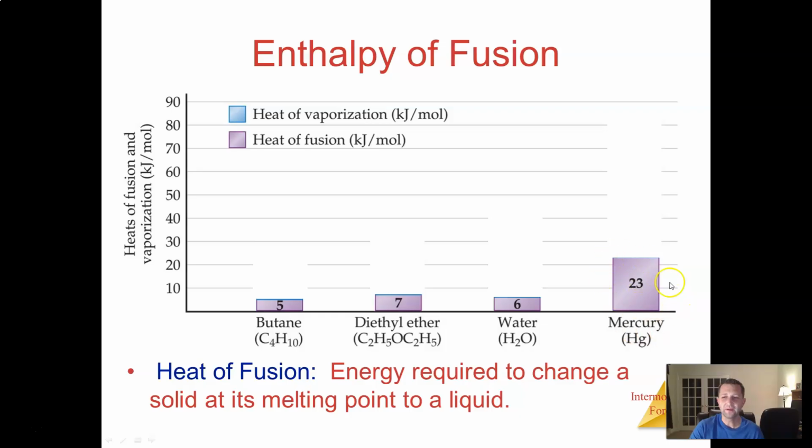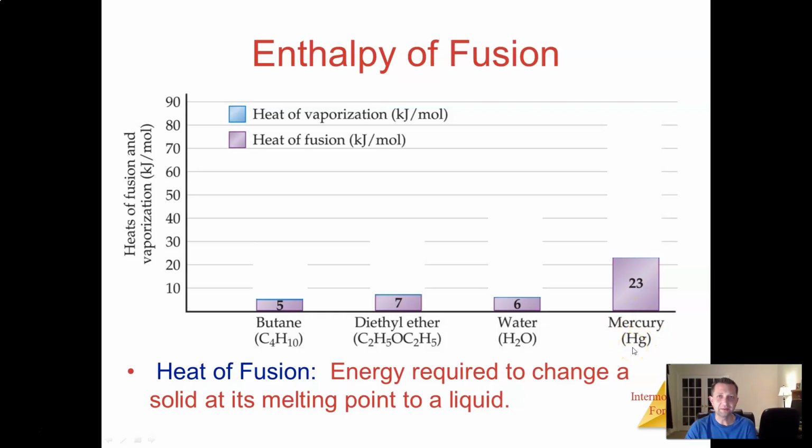Why do you think mercury has such a big heat of fusion? Why is it a lot harder to take mercury as a solid and turn it into a liquid? You want to think of what we have here. Butane is just a covalent structure. Diethyl ether is a covalent structure. Water is a covalent structure. What's mercury? Mercury is a metal, right? What type of bonding is mercury going to have?